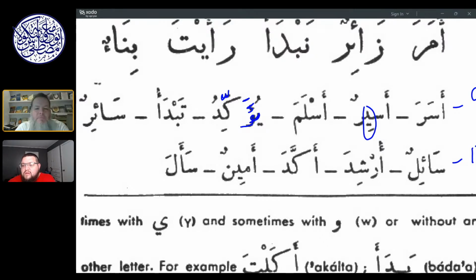Remember this waw, now, when I put that hamza on it, is just holding the hamza. It's not making its own sound, but it is just holding the hamza, and the hamza is going to be a sound, right? Yu'akidu. And then we have the next word.